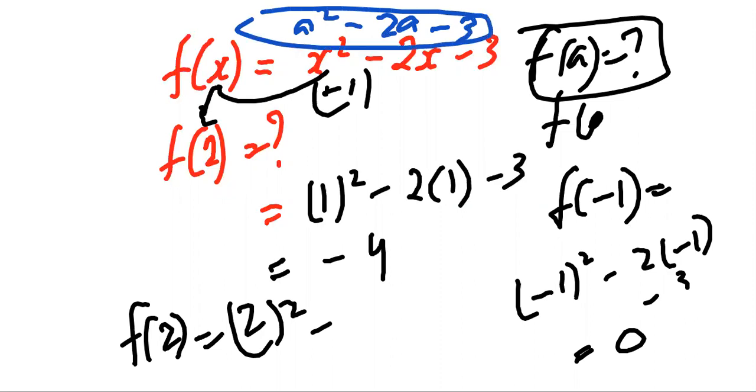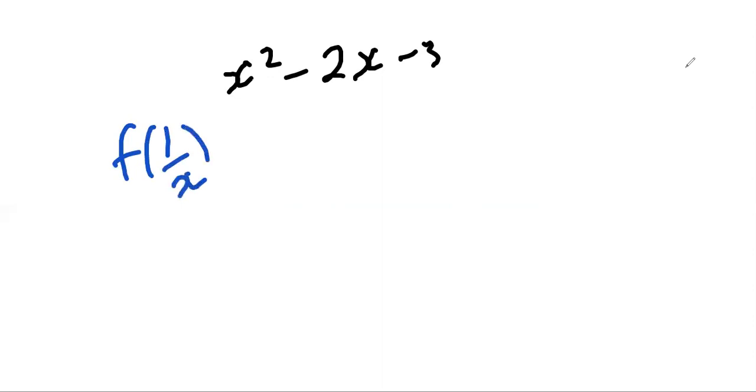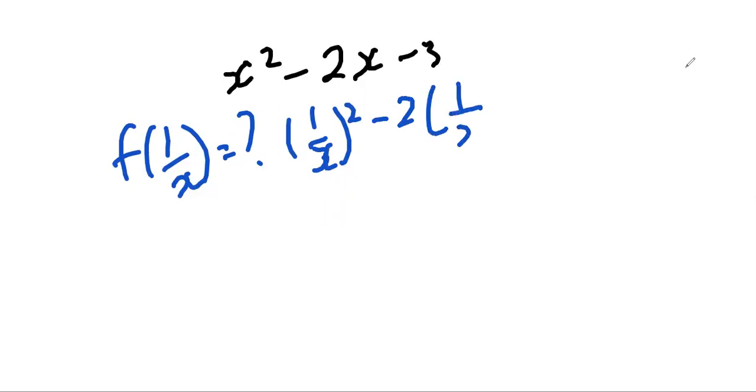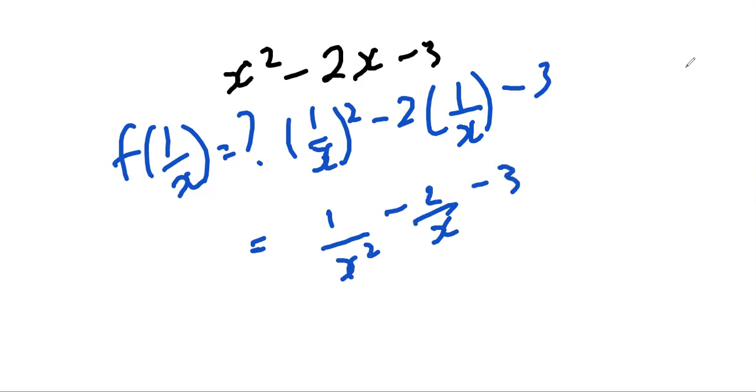Similar to this, going towards more complex, x square minus 2x minus 3. This was the simple general equation. If function of 1 upon x is asked from you, simple, you will be writing 1 upon x in place of x. Okay, you will be solving it further. It becomes 1 upon x square minus 2 upon x minus 3.